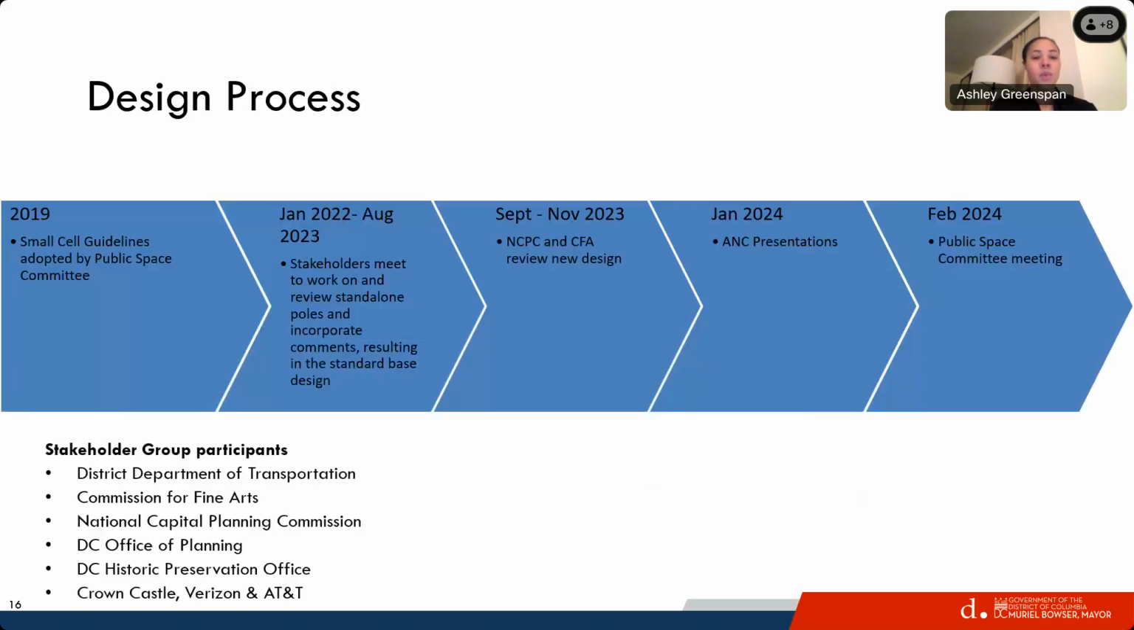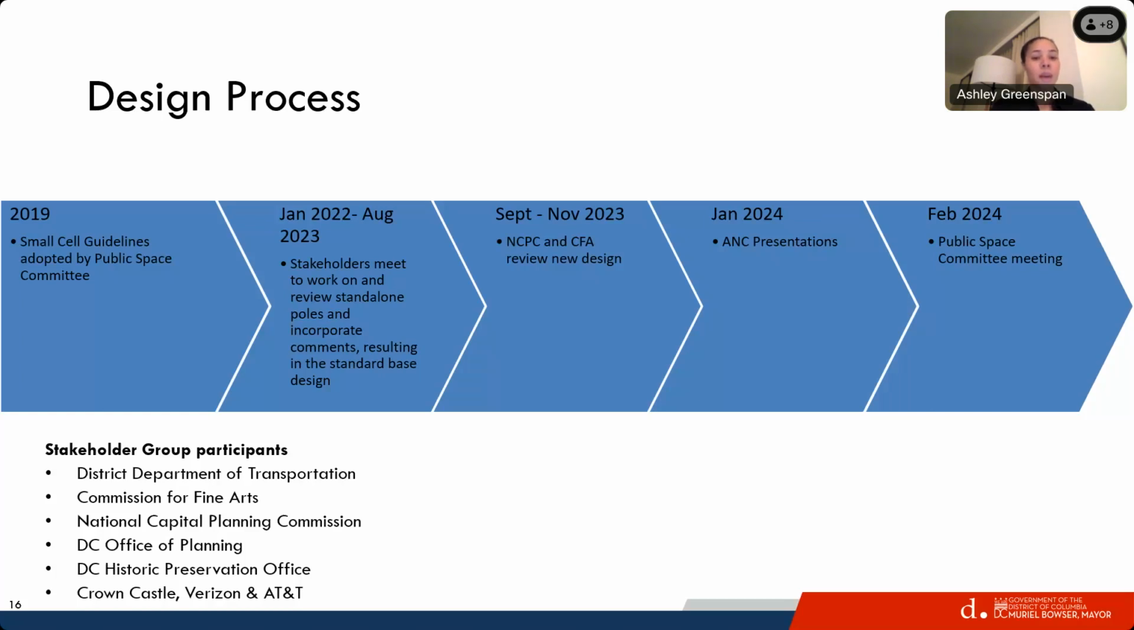The small cell guidelines were adopted in 2019, which allowed the MLA holders to start building small cells on utility poles and pendant streetlights. In early 2022, stakeholders began meeting to work on and review the designs for a standalone pole. As Kelsey mentioned, the working group includes the MLA holders, the DC Department of Transportation, the Commission of Fine Arts, the National Capital Planning Commission, the DC Office of Planning, and the DC Historic Preservation Office.